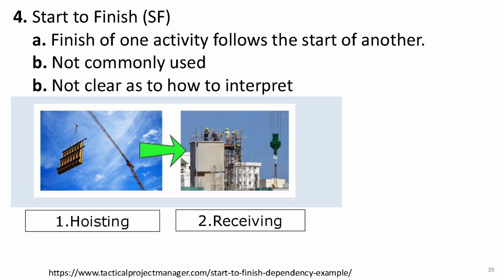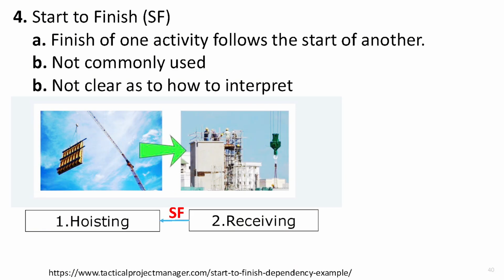These two tasks, hoisting the object and receiving the object to unload the crane, have a start-to-finish relationship. Why? Well, the first task, hoisting the object, can only be completed once Team 2 is ready to receive it, which is when the second task starts. Note that this is only true when you consider the hoisting task as a single hoisting cycle. However, once you think of the hoisting task as the entire process of lifting all the required objects, which includes many hoisting cycles, using start to start and finish to finish logic would be more appropriate. And this is often the case in real construction projects, which is why start to finish is not commonly used.